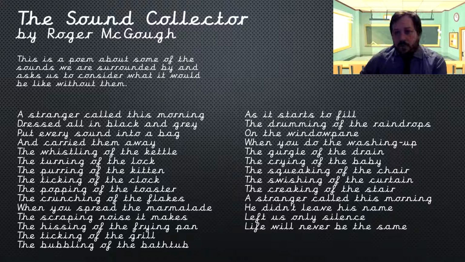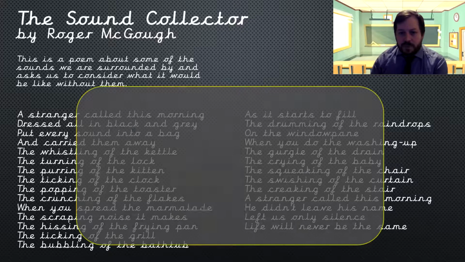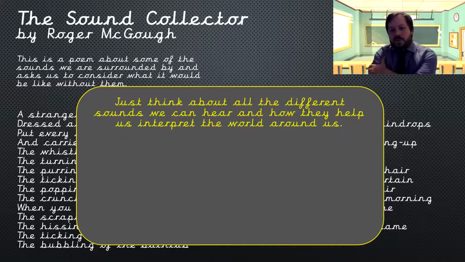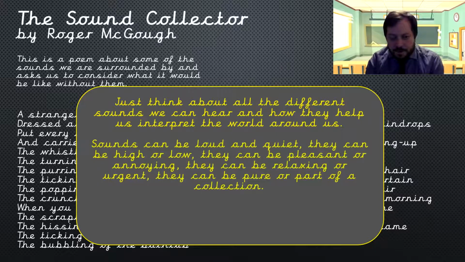I think if you think about all these things, these are all noises that we hear that maybe we don't pay attention to. We're so used to hearing them, they happen all the time. But they're not sounds that we focus on, and our brain filters them out to allow us to focus on different things. So just think about it for a moment. All those different sounds you can hear and how they help us interpret the world around us.